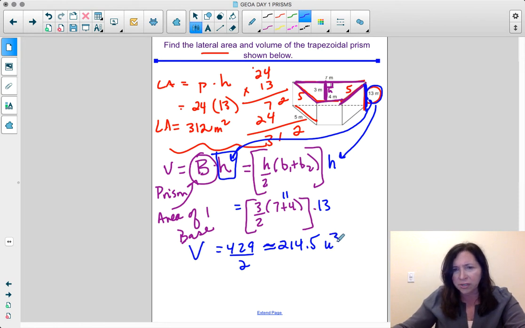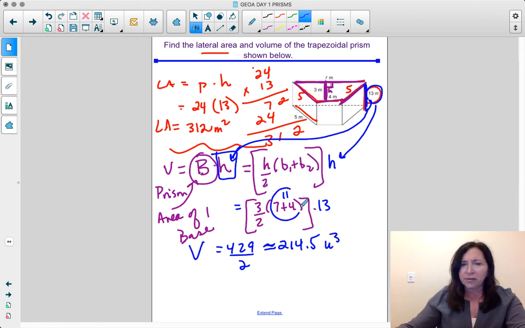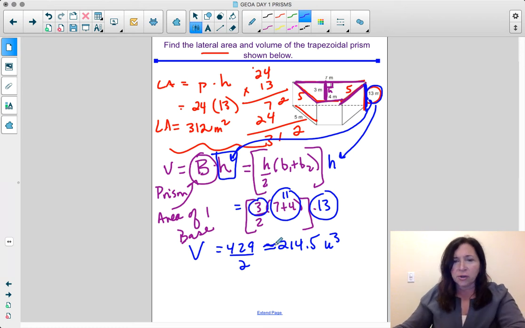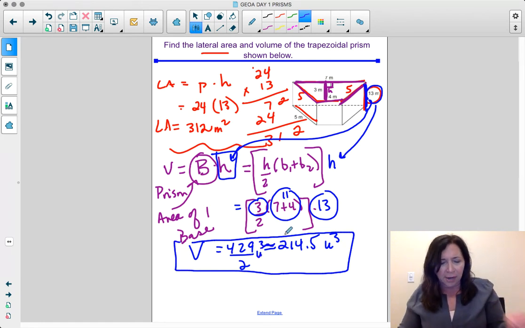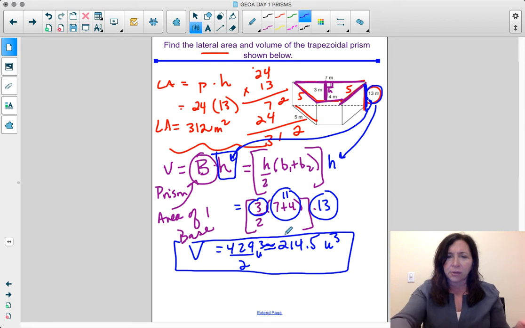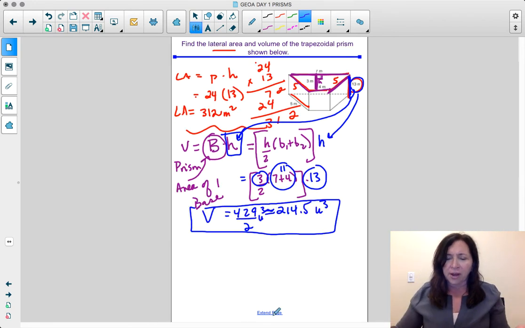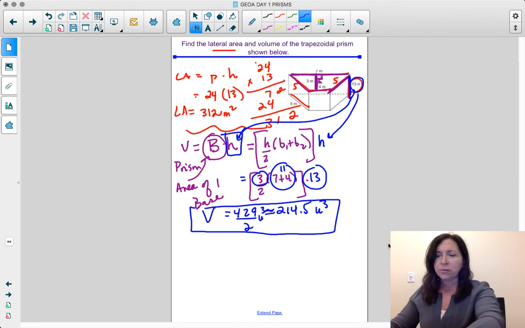And so this is units cubed because it's units times units times units, which is the height. So you got to remember, anytime you're talking about volume, it's units cubed. Anytime you're talking about area, whether it's the lateral area or the surface area, you're always talking about units squared, not units cubed.